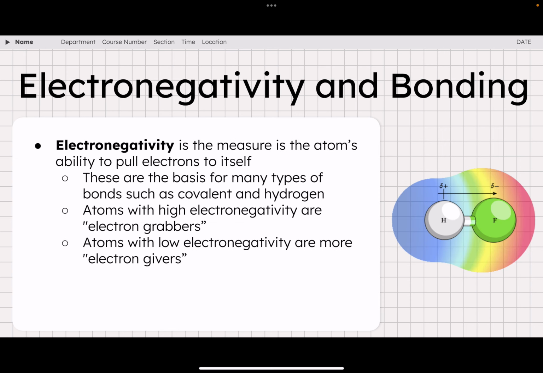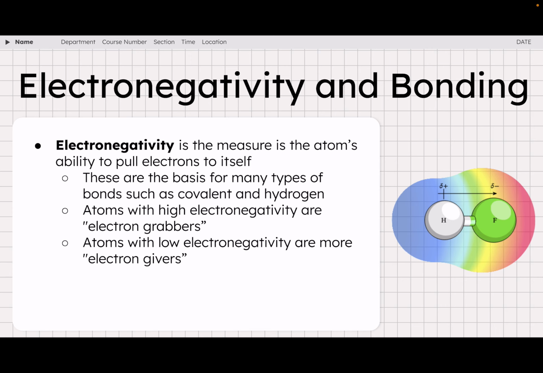Let's talk about electronegativity and bonding. Electronegativity is a measure of the atom's ability to pull electrons to itself. So basically, some atoms are more able to pull electrons towards themselves, right? This is partially due to the fact that an atom with a higher electronegativity usually has a higher number of protons or something, right? These are the basis of many types of bonds, such as covalent and hydrogen bonds. Atoms with high electronegativity are electron grabbers, while atoms with low electronegativity are more electron givers.